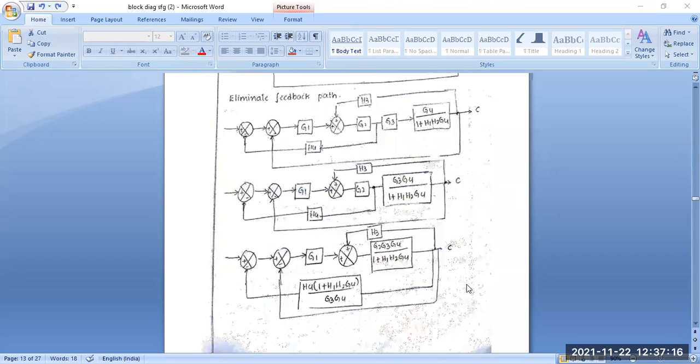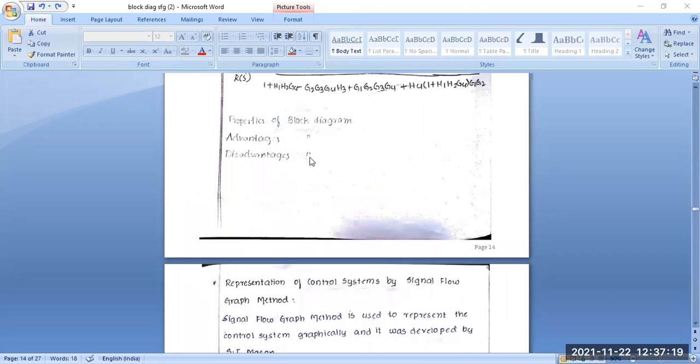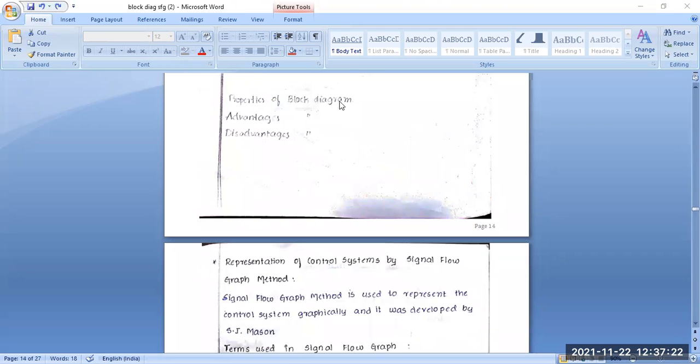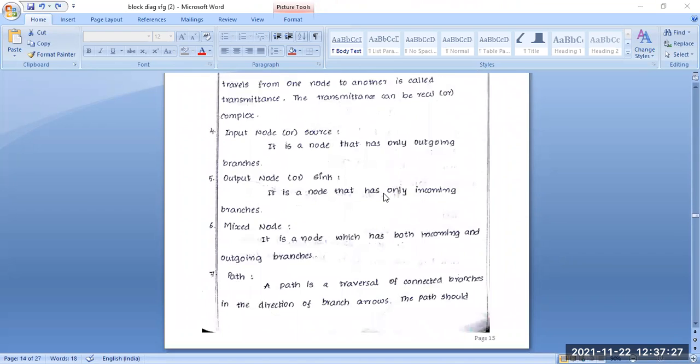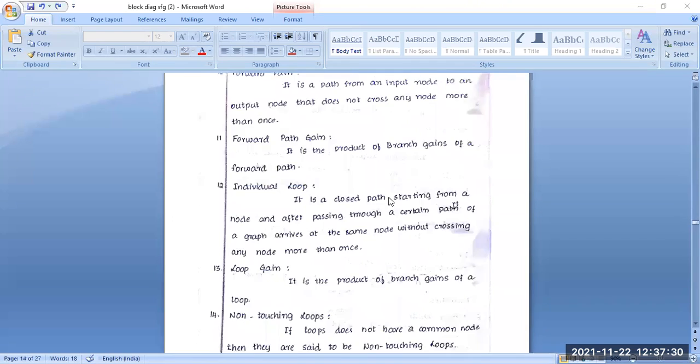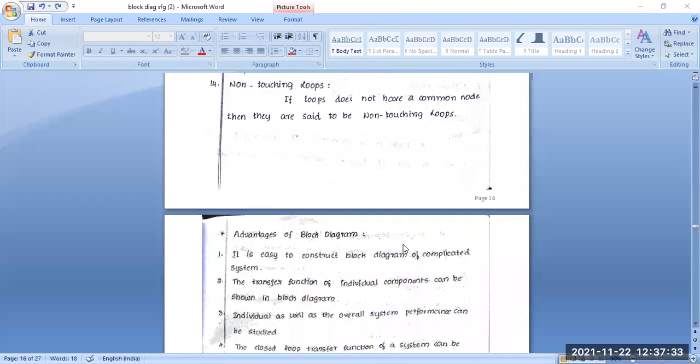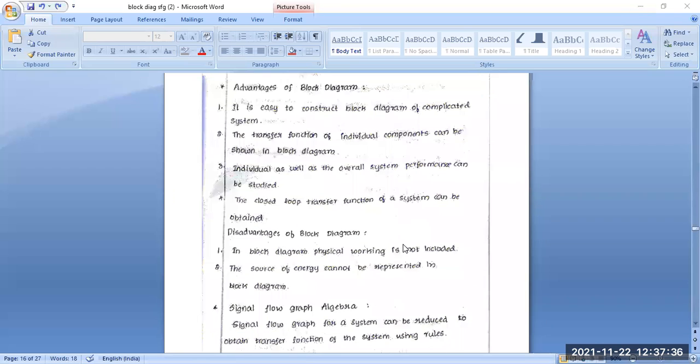I think it is also clear to all of you, the overview idea. So now another point: these are basically the properties of the block diagram, and what is the advantage and what is the disadvantage also. Properties, that means we have to apply the different types of properties. That means we have to apply the different types of loops, the feedback path rules, the unity feedback rules, and we have to eliminate the different types of summing points and takeoff points.